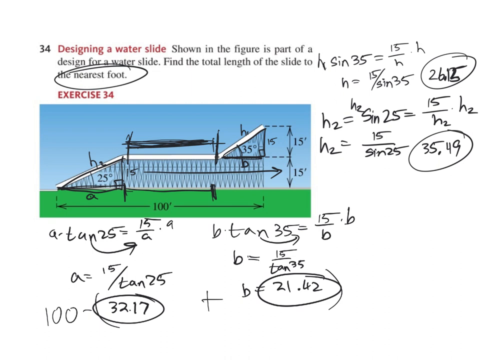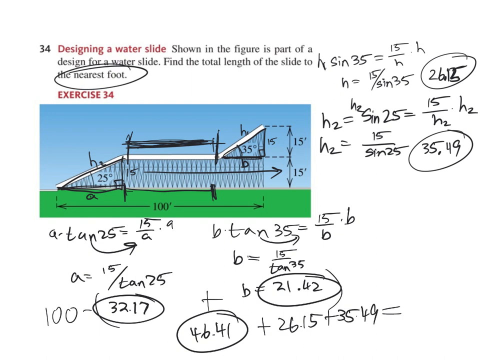So 100 minus 32.17 minus 21.42, and that is 46.41. That's the center section. Add the 26.15 and the 35.49, and that's the length of our slide.